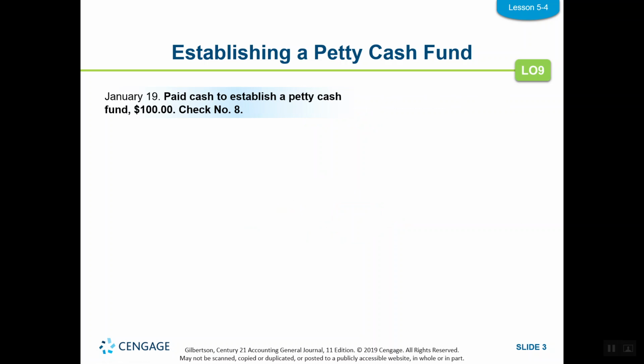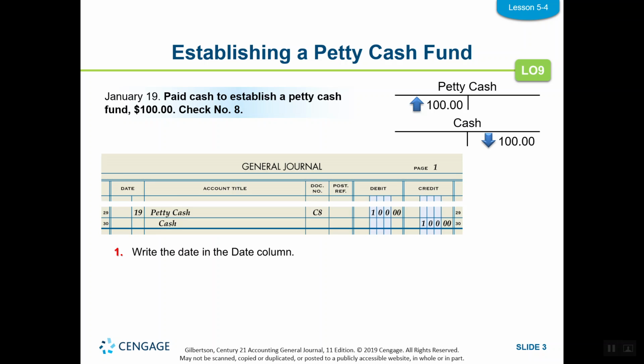So to establish this, we write a check. So the transaction is paid cash to establish a petty cash fund, $100. We're increasing the asset petty cash. We're decreasing cash as a credit to cash. Then we record just like normal.